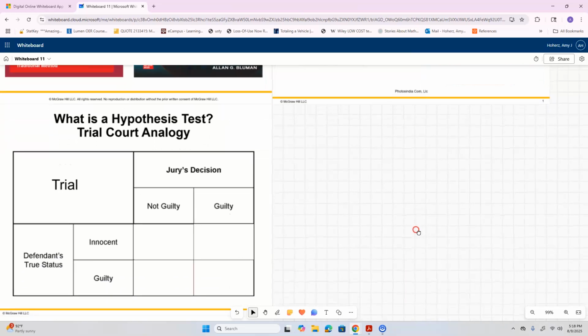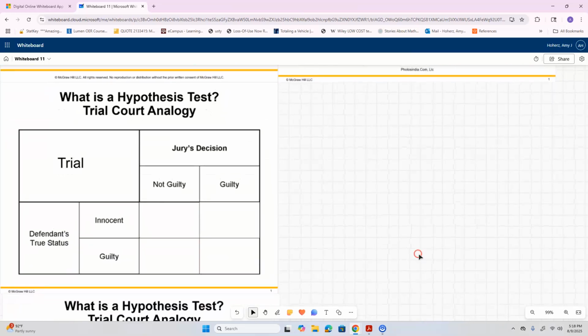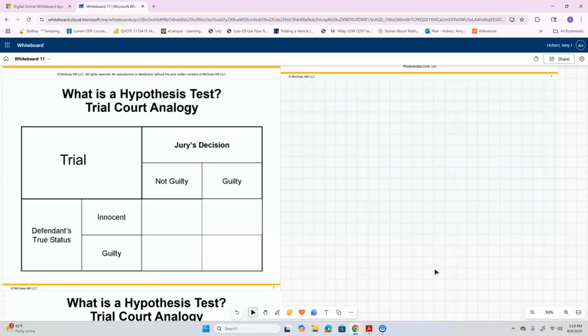All right, so first of all, what is a hypothesis test? When I say that, and then you look at the table and you start reading the labels, you'll notice that it's talking about a jury and a defendant and innocent and guilt, and you're like, wait a minute, did she get the wrong slide in here? And the answer is no. What we're going to do is use a trial court as an analogy for hypothesis testing, because the concept of a trial is very similar to what we're doing with a hypothesis test.